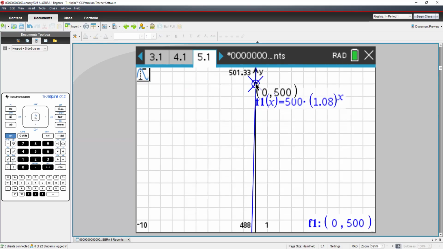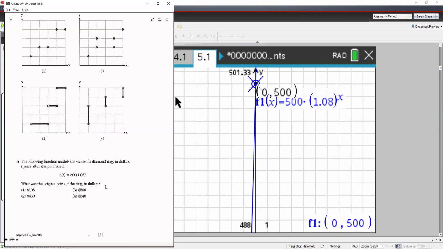Now, you know y-intercepts are always the beginning amount, the original amount, the starting amount. It's always going to be something like that. So in this case, it's telling you that the y-intercept is 500. So you should say, oh, that's what the original cost of the ring was. And then what's happening is the ring is appreciating, I don't know what the time, every year by 8%.